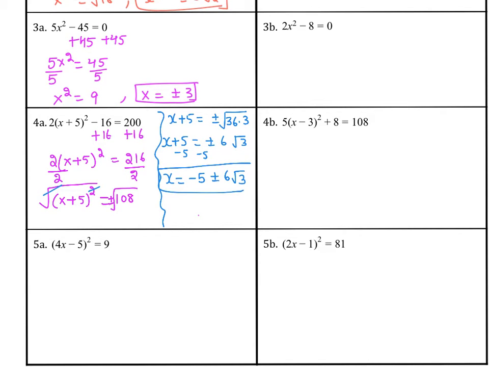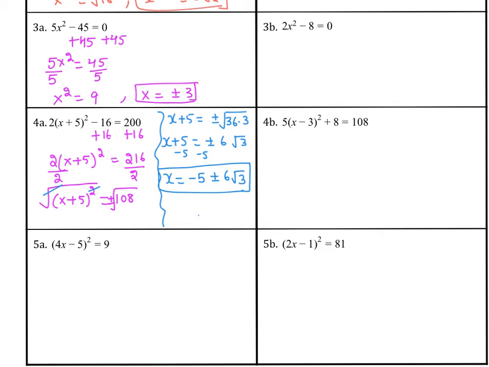Remember, there are always going to be two answers, so that's why we keep on writing plus or minus. It means one answer would be negative 5 plus 6 square root 3. The other answer would be negative 5 minus 6 square root 3.